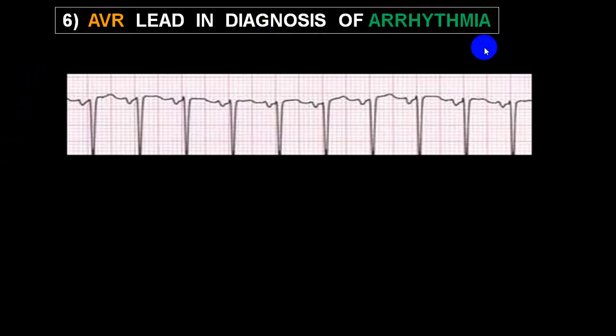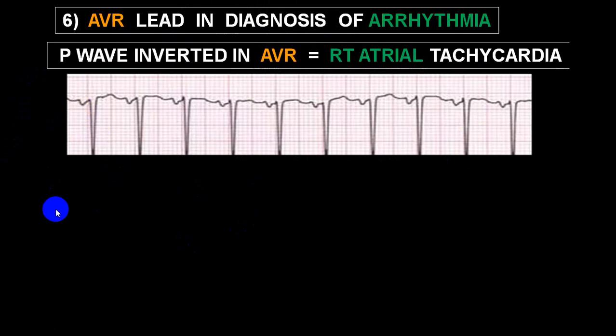Now, aVR in the diagnosis of arrhythmias. Normally the aVR lead will have an inverted P wave, because normally the P wave has to be upright in other leads. So in a right atrial tachycardia, if you get an inverted P wave in aVR, it is suggestive that the focus is coming from the right atrium. So when the focus is coming from the right atrium, you will have an inverted P wave maintained in aVR.